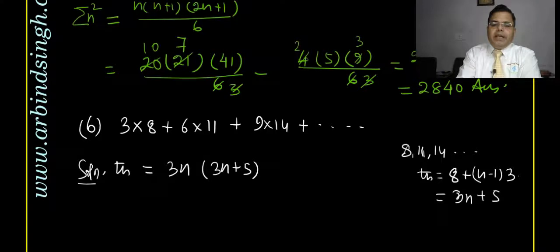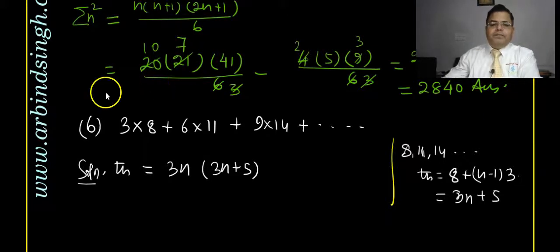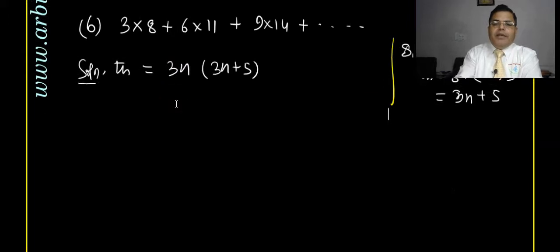This is 3 and 8, a difference of 5; 6 and 11, a difference of 5; 9 and 14, a difference of 5. That is, the second component is 5 more than the first component. So you can observe it orally, or if you are not able to do that directly, you can go with this sequence. Now you can multiply these two: 3n into 3n is 9n square plus 5 times 3n is 15n.